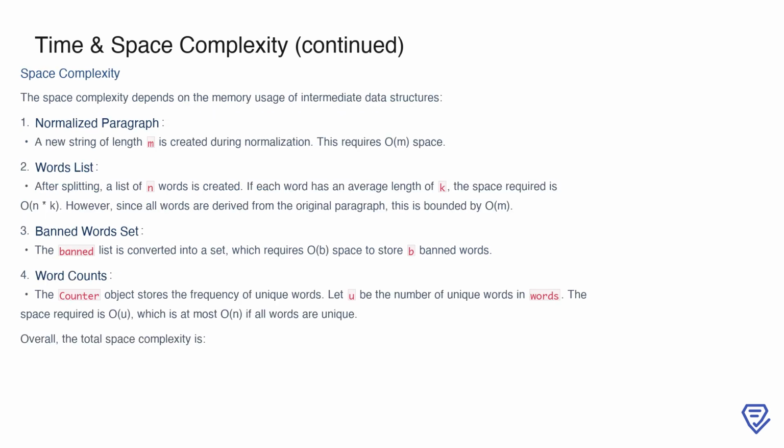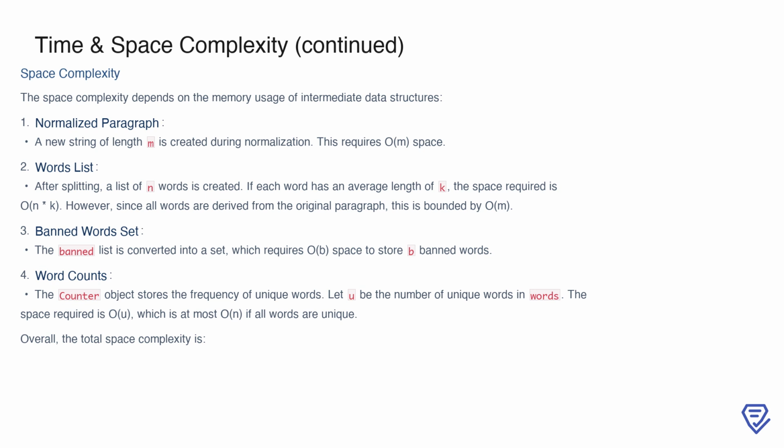Switching to space complexity, the memory usage depends on the intermediate data structures created during execution. First, during normalization, a new string of length m is created, requiring m space. Next, splitting the paragraph into words results in a list of n words. If the average length of each word is k, the space required would technically be n*k. However, since these words come directly from the original paragraph, this is bounded by m. The banned words are stored in a set, which requires b space for b elements.